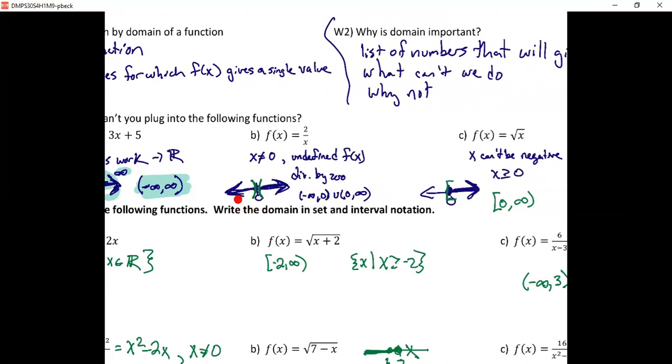This says that we're going from negative infinity to 0, and then from 0 to infinity. There is a U that we put in between there. That U stands for union. So it's the union, or the joining, of those two sets together.